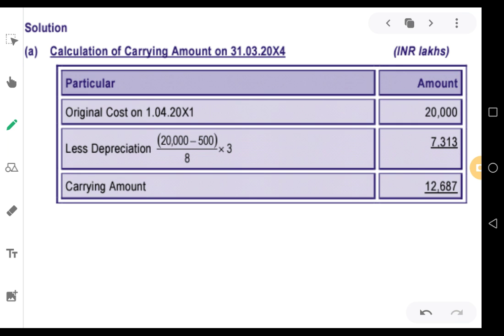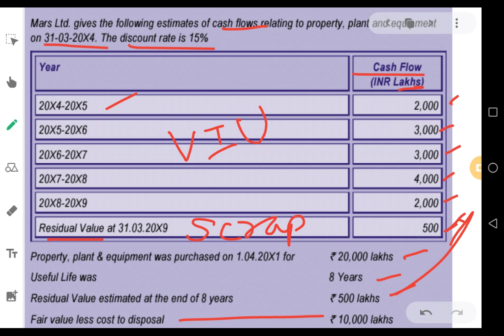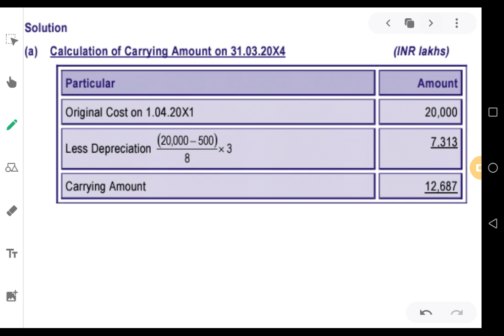Let us proceed to the solution of this sum. First thing, as I told you, we should calculate carrying amount as on 31st March 2014, because the information is given to us as on 31st March 2014 only. Therefore, for that date you have to calculate the carrying amount. To calculate carrying amount, first thing we need is purchase price of the asset, that is the original cost of the asset, 20,000 lakhs.